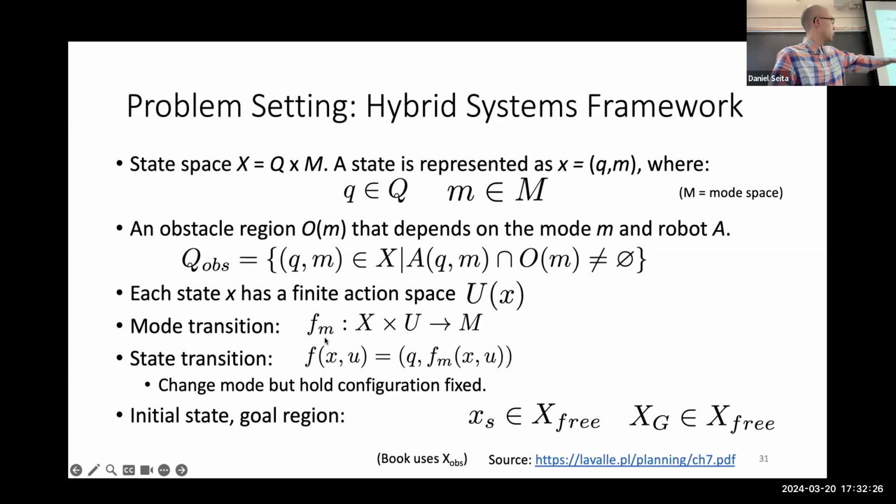So when you do your mode transition, this thing will only change the mode. It's not going to change the configuration, right? The change in configuration happened from F. So again, FM is going to be a subroutine of some sort of F. And then you have your initial state and then the goal region.